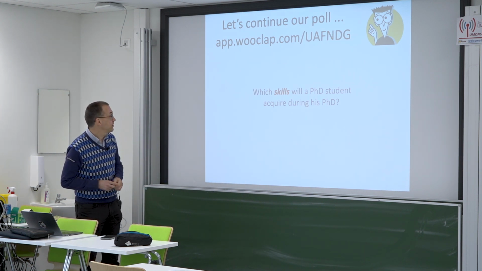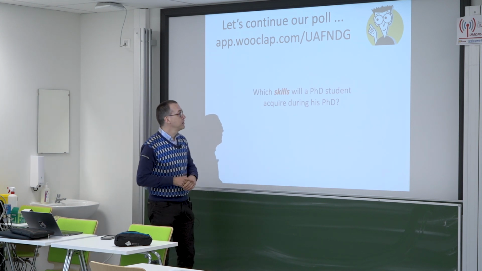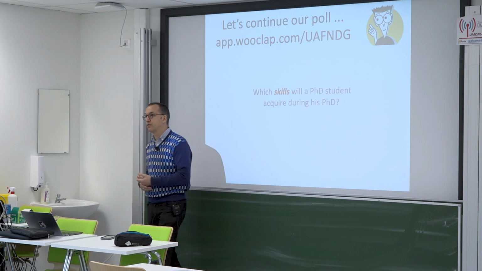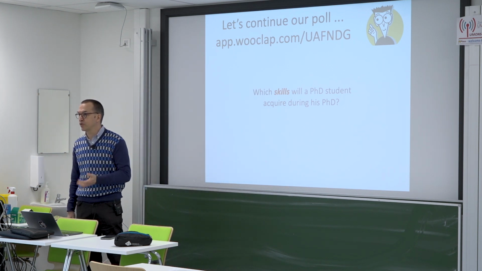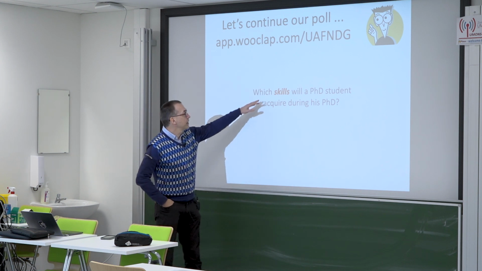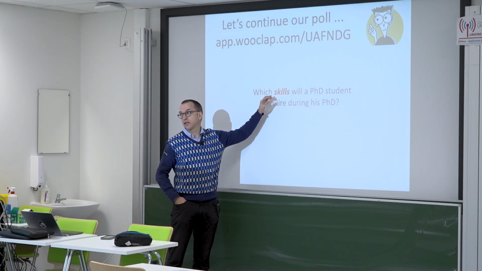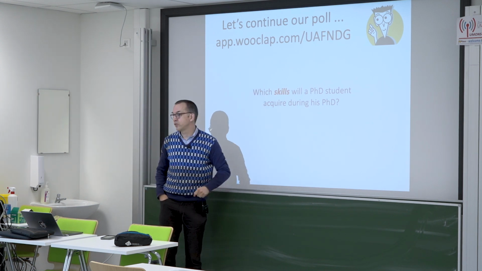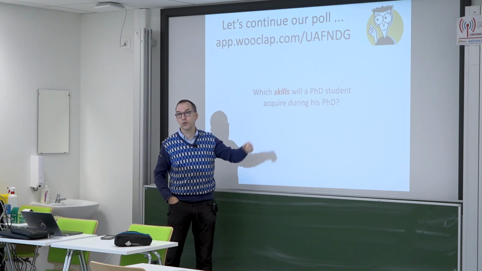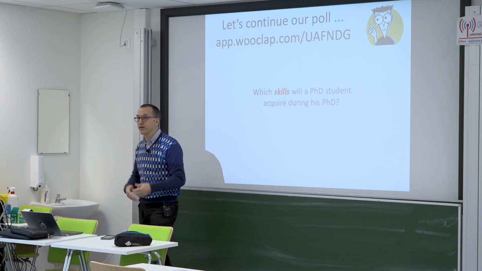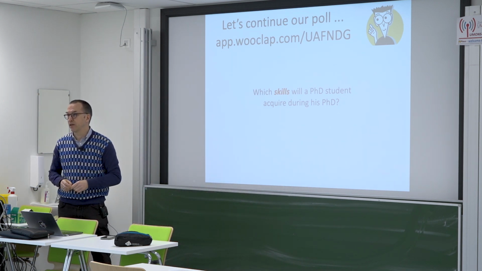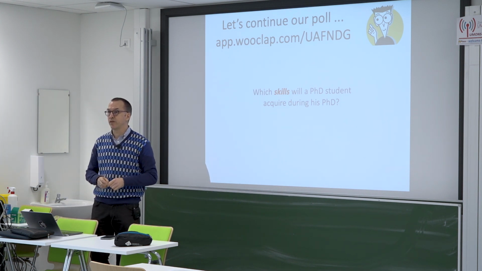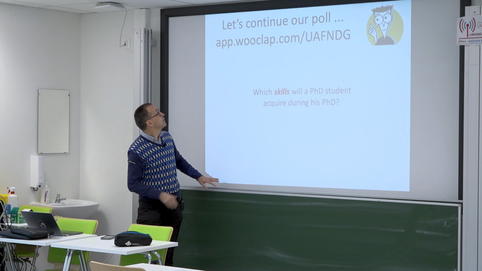Now, this question is slightly different. When you're doing your PhD, you will also acquire new skills, and you should acquire new skills. So it's about what types of skills you think you need to acquire to successfully do your PhD, and also which skills you will naturally acquire while doing your PhD, which might be secondary skills that could be useful for your further career, even if it's not your specific goal.